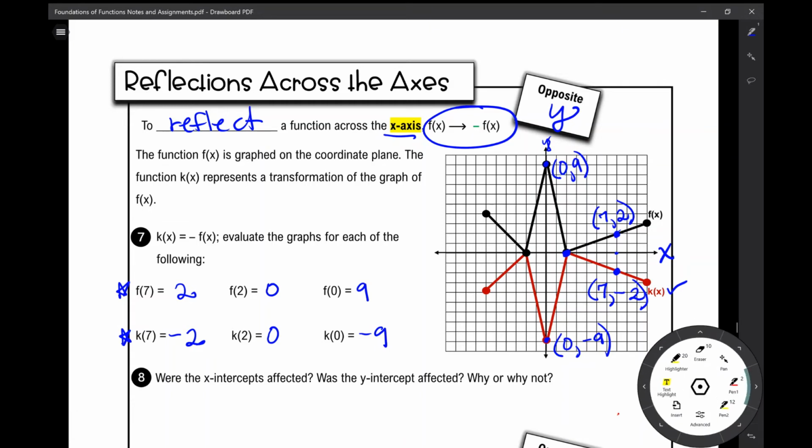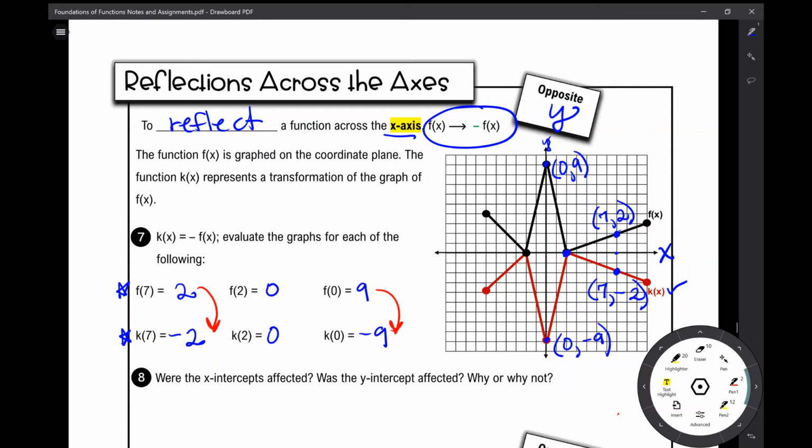So what do we notice? If k of x equals negative f of x, and we evaluated the function at these different points, the x values we didn't affect, but what happened to the y values? The y values became opposite. This y value became opposite. Right? Well, what happened on our x-axis?